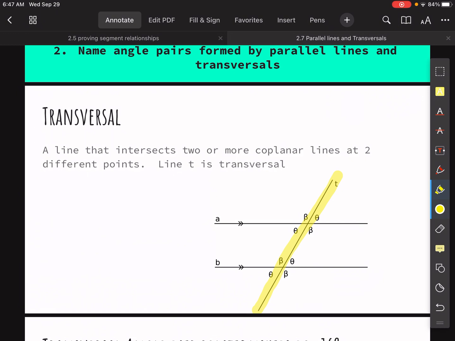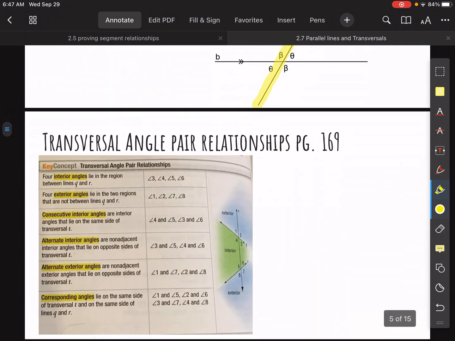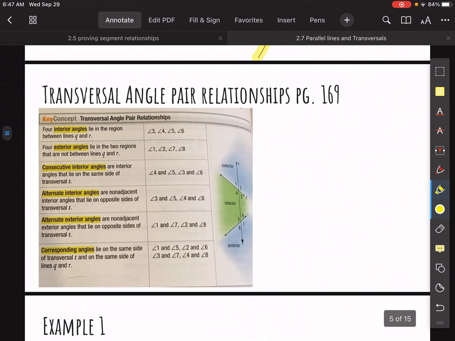And the reason that's the transversal is because it goes through the other two lines, right? So the first part of this lesson is, can you identify these things? T is the transversal, and the reason is it goes through the other two lines. Now, for transversals, there's always relationships. For any transversal, there's this set of relationships.